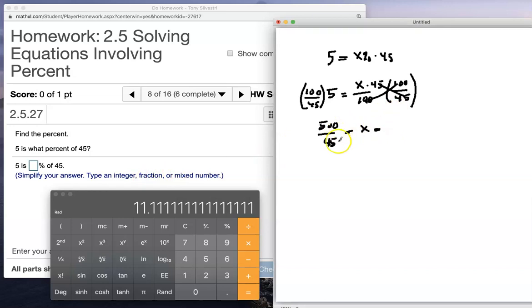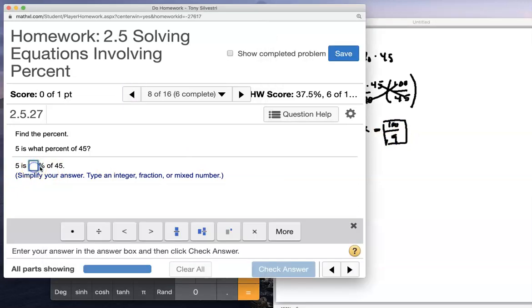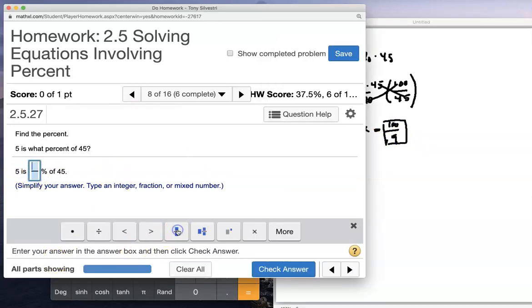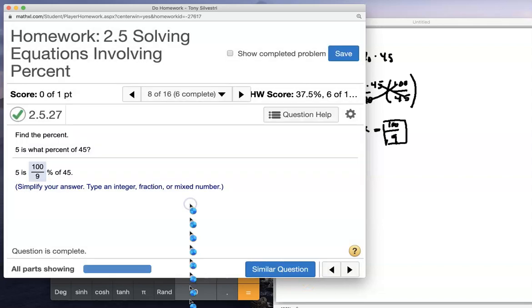Divide by 5, top and bottom. If I divide the top by 5, I get 100. The bottom by 5, I get 9. And 100 over 9 is much better. Okay, 100 over 9. Check that answer. Nice work. Halfway done.